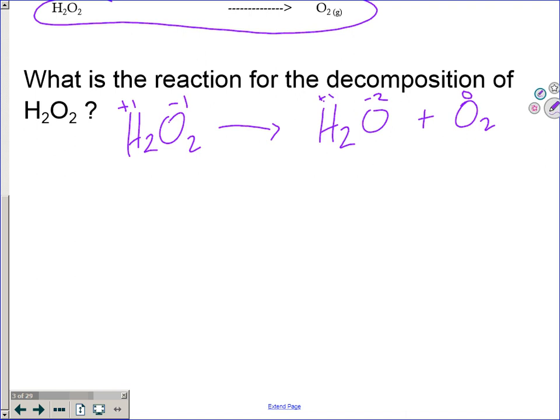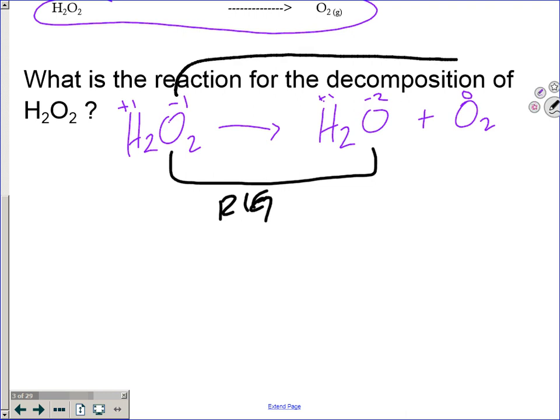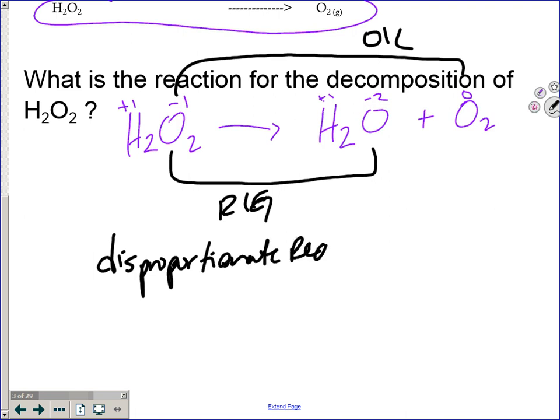So we actually have oxygen doing 2 things. It's undergoing what here? Reduction, so it's going from a -1 to a -2, so it's being reduced here. And it's going from here to here and being what? Oxidized. So I want you to note this one and call it a disproportionation redox reaction.